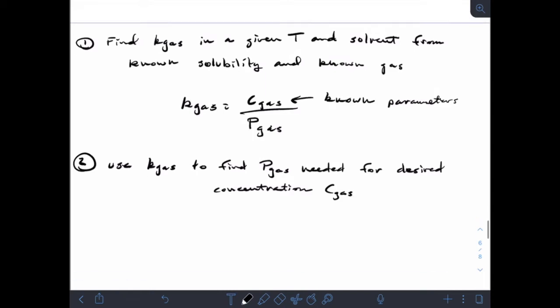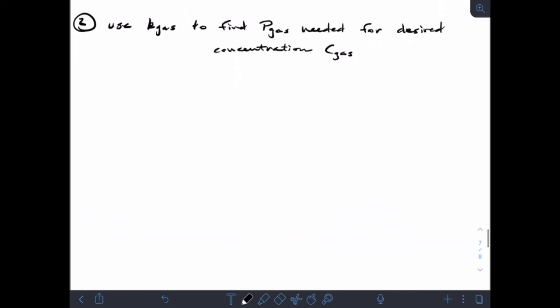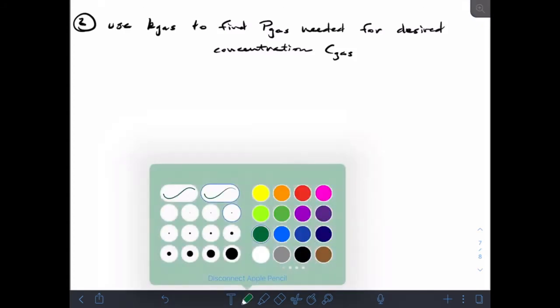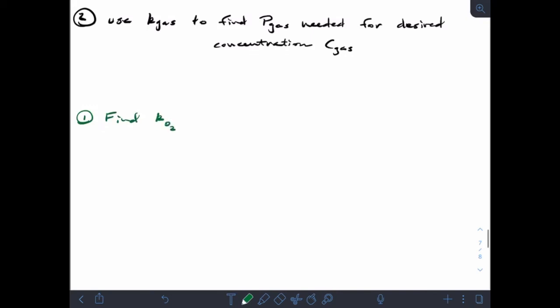Okay, so let's do an example problem. I know I've said let's do an example, and I really just gave you information. This time we're going to do an actual problem. So let's find, so step one, let me change colors here, let's do green. Step one, let's find the Henry's law constant for oxygen at 20 degrees in water at atmospheric pressure. Okay. Find K O2 at 20 degrees Celsius from known information.